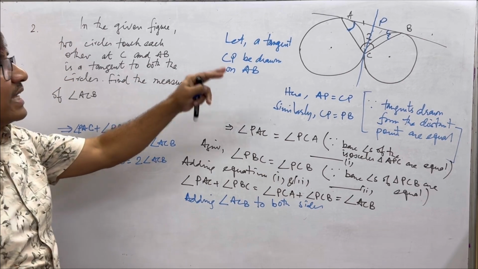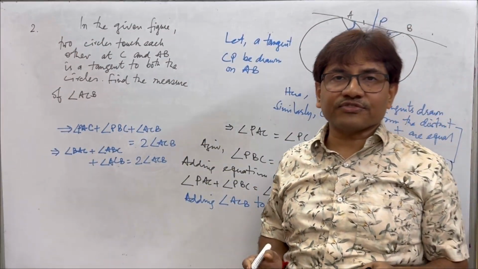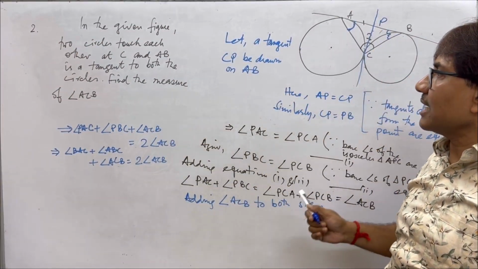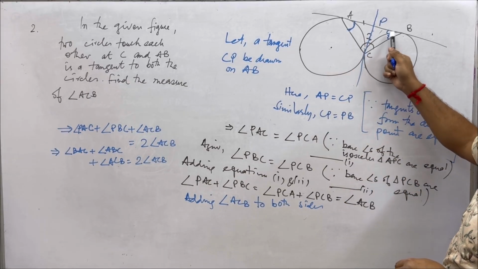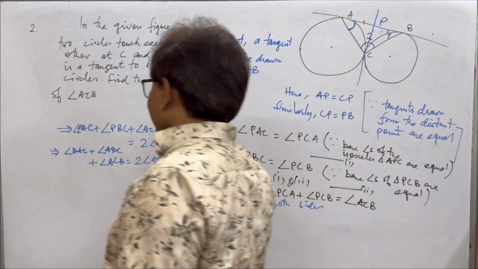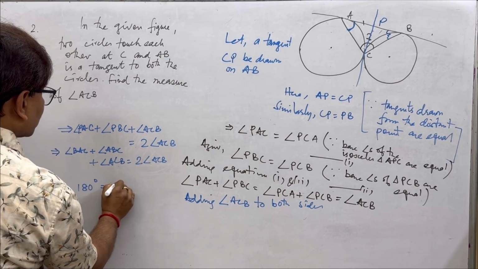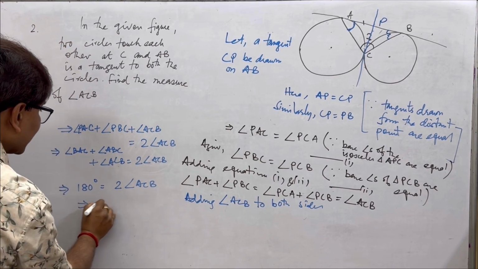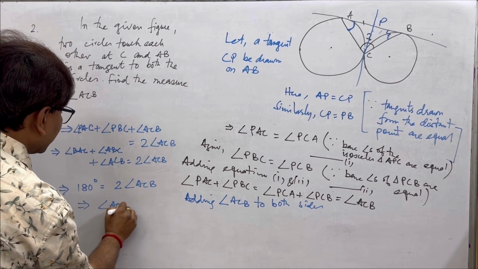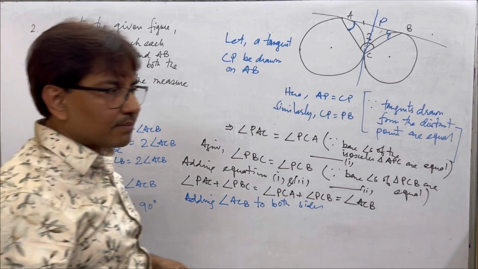Now the sum of the angles of a triangle equals 180 degree. This angle plus this angle plus this angle is 180 degree. So easily we can write 180 degree equals twice angle ACB. From here angle ACB equals 90 degree. I hope you understood this sum.